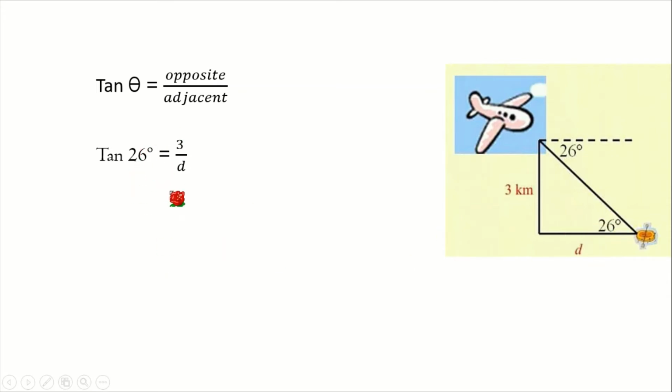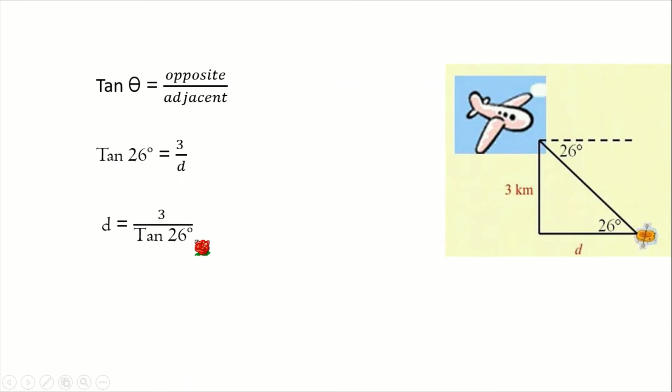We can apply the multiplication property of equality para ma-isolate natin si t. So, kapag in-multiply natin siya both sides ng t, that will eliminate t here and dito t times tangent 26. But since si d yung hanapin natin, apply nyo ulit division property of equality para matitira na lang dito is si d is equal to 3 divided by tangent 26 degrees.